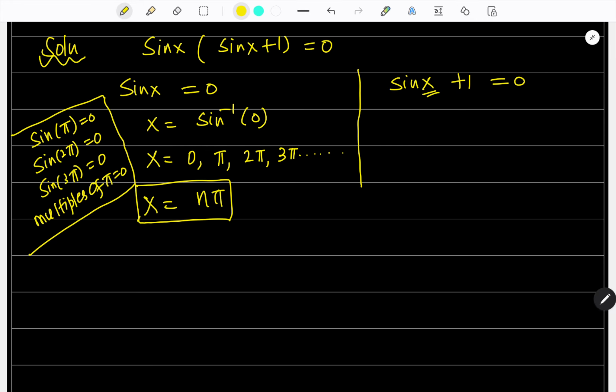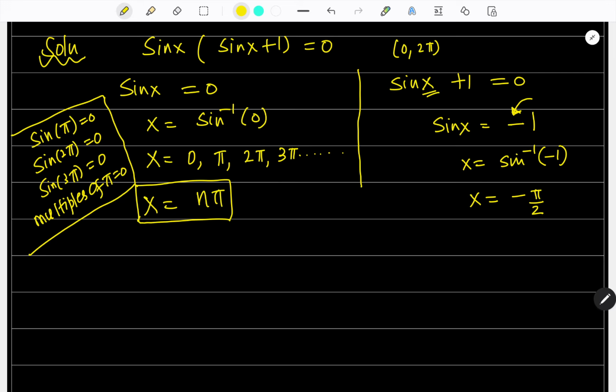Let's discuss this side. So sin x is equal to -1. Be careful. If I take sine inverse of -1 and put it in the calculator, you will get x equals minus pi by 2. You can check in the calculator: shift sine inverse, put -1, and you will get minus pi by 2. Your interval is 0 to 2 pi. Where is my pi by 2?